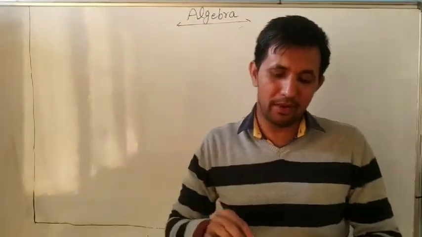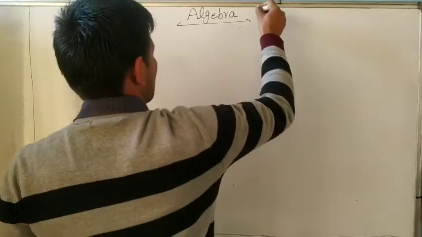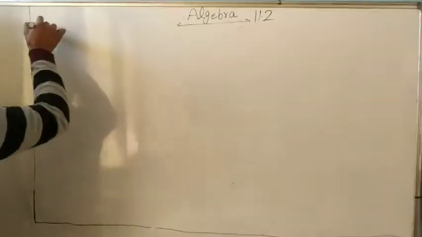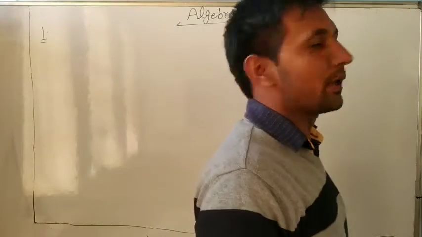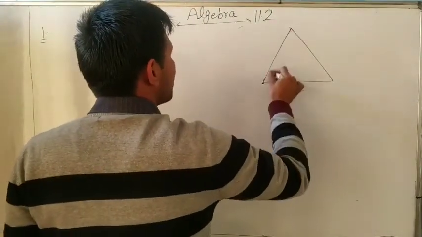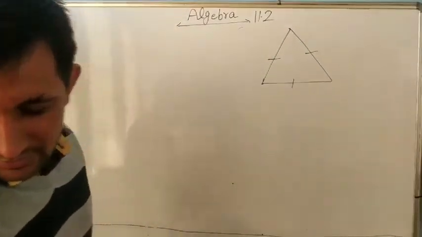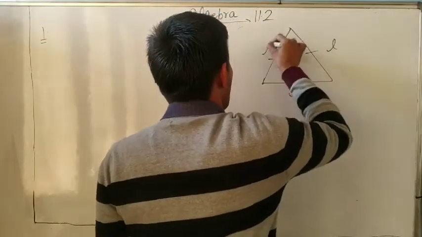So now, do you understand what a variable is? If you understand what a variable is, it is a very easy exercise. Exercise 11.2, first question: the side of an equilateral triangle. I already told you what an equilateral triangle is: a triangle whose all 3 sides are equal, and the side is shown by L. The sides are L, L, L.